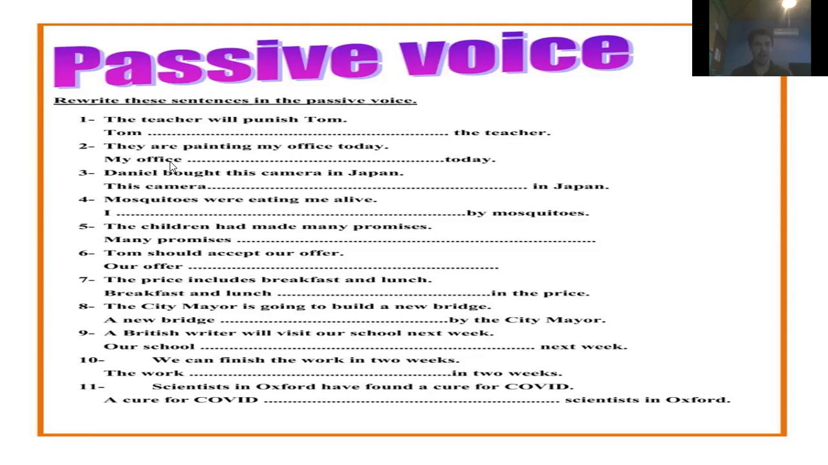Question 2. They are painting my office today. So there we go. They are painting. So they are is the subject. Painting is the verb. And the office being the object. Okay. So we're going to put it as the object first. So we're going to take these words and say my office. Okay. There's the object. Is getting painted today. All right.